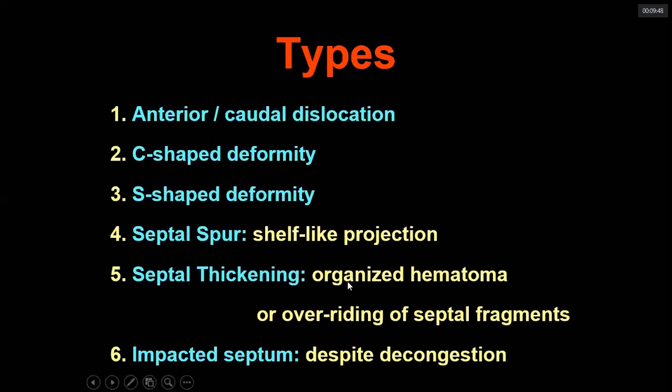And septal thickening. Septal hematoma is a very common condition, but if it is not treated, or sometimes when the septum has been fractured and there are multiple fragments, one small fragment can go over the other fragment, and that way it will cause septal thickening. Similarly, when the nasal septum is impacted to the lateral wall, the turbinate or any other structures, that is called impacted septum. So in the next few slides, I have some diagrams that will help you to better understand the conditions.